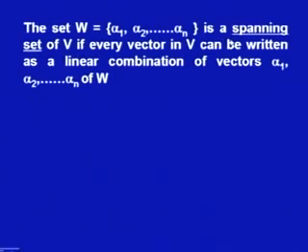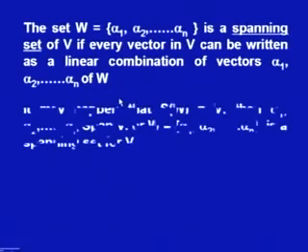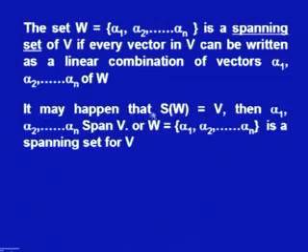Now, the next definition is that a set W is a spanning set of V if every vector in V can be written as a linear combination of vectors alpha 1, alpha 2, ..., alpha n of W. It may happen that SW is equal to V, the span of W is V, then alpha 1, alpha 2, ..., alpha n actually span V. Or in other words, using this definition, one can say that W equal to {alpha 1, alpha 2, ..., alpha n} is a spanning set for the vector space V.